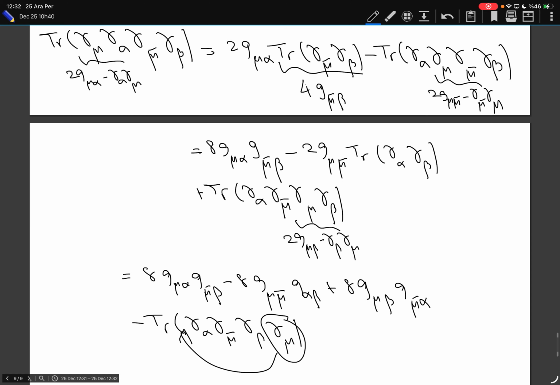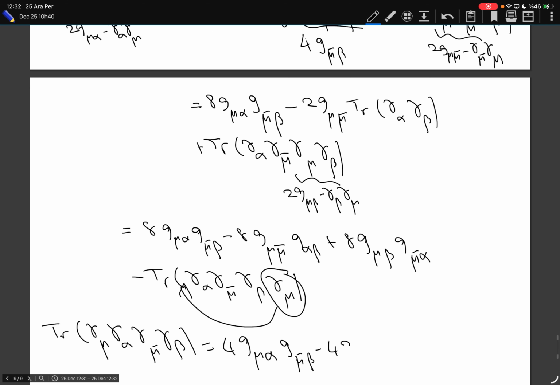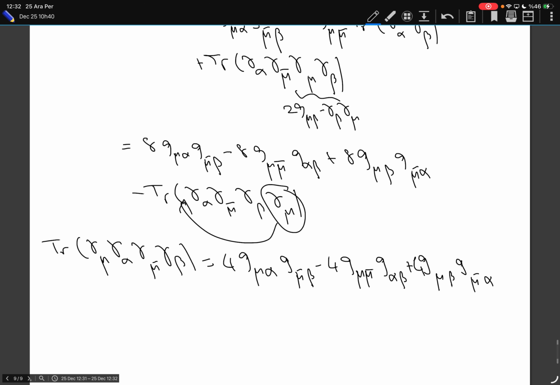So I can move it to the left-hand side, divide by 2. So I end up having the trace of gamma mu, gamma alpha, gamma mu bar, gamma beta is 4 g mu alpha, g mu bar beta minus 4 g mu bar, g alpha beta plus 4 g mu beta, g mu bar alpha. So this is the trace of 4 gamma matrices.